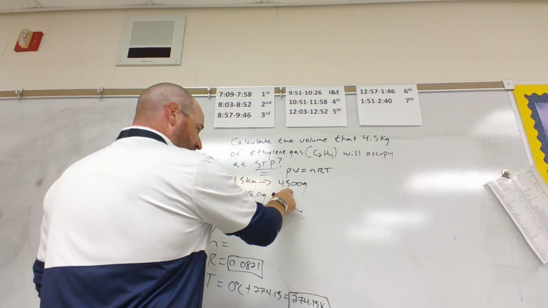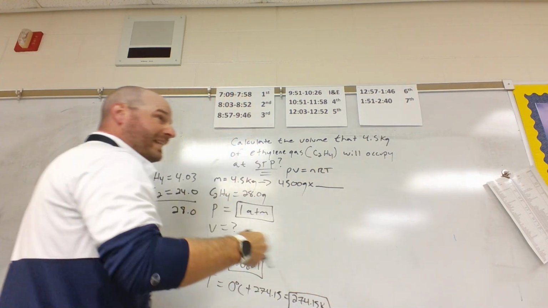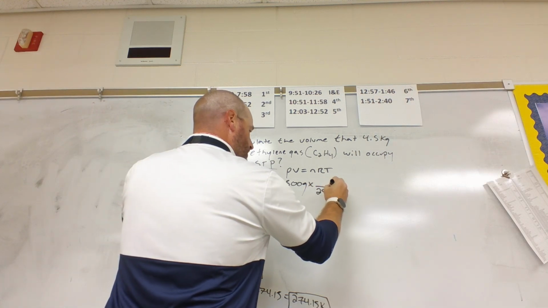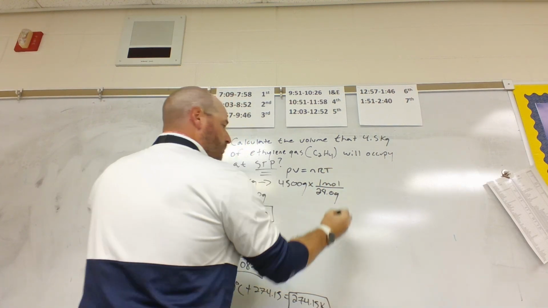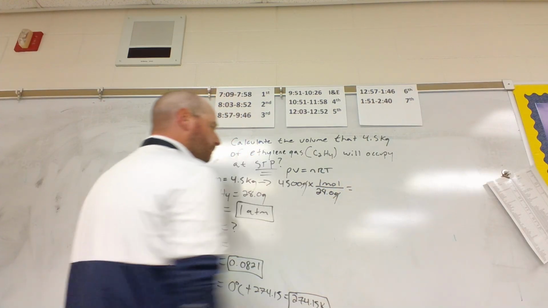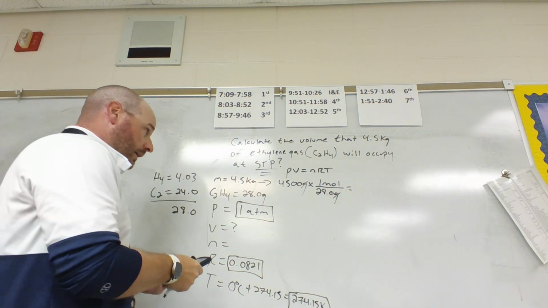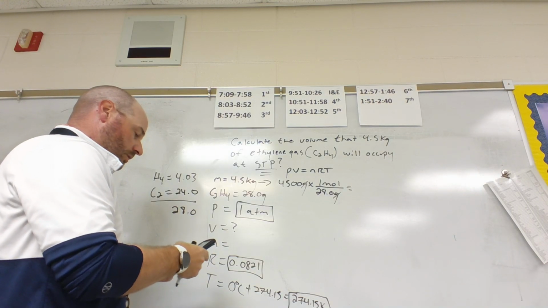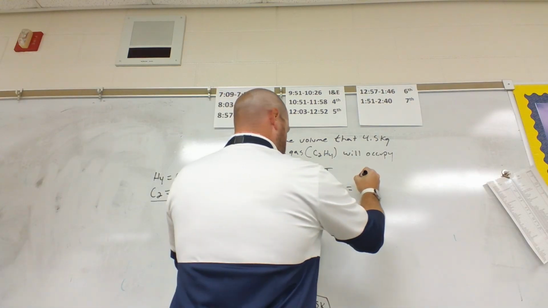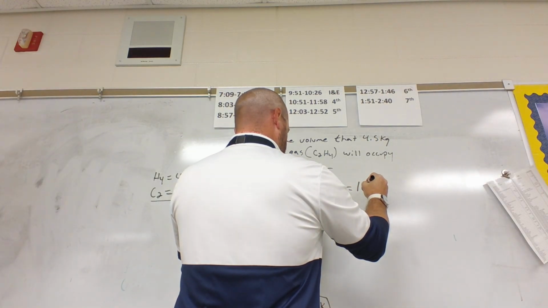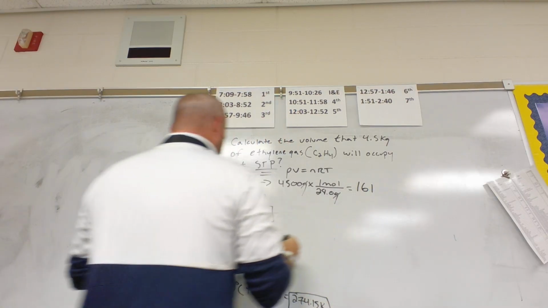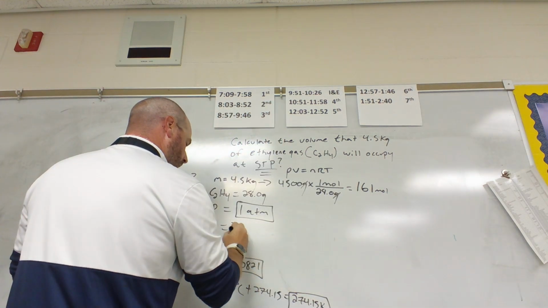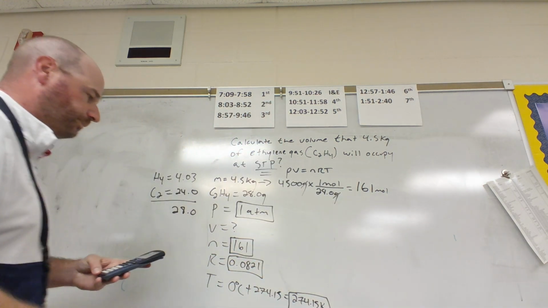Mass to moles. Anything to moles is divide. We have our molar mass right there, so I'm going to put my molar mass down here, 28.0 grams over 1 mole. My grams are canceling and I have my mole left over. I'm going to throw this in the calculator: 4,500 divided by 28 gives 161. I'm going to round to 3 sig figs there. So there's my value, 161 moles, and that is good to go.